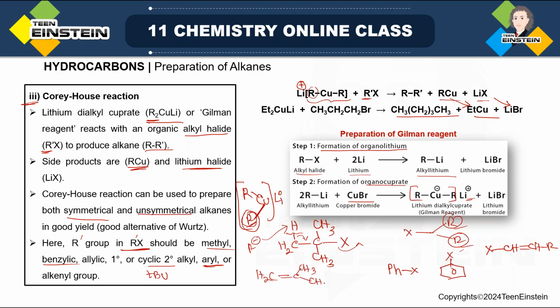So this is the problem that we will have to face if we take a tertiary butyl group. So only this type of groups, as mentioned here, that is methyl, benzylic, allylic, only these types of groups are preferred. Then there will be no such problem.